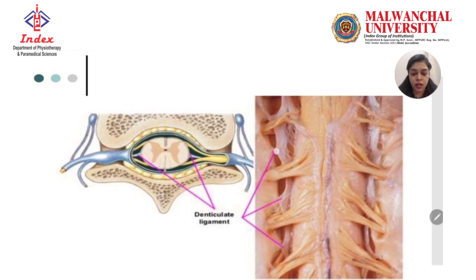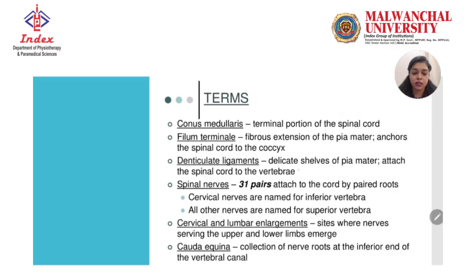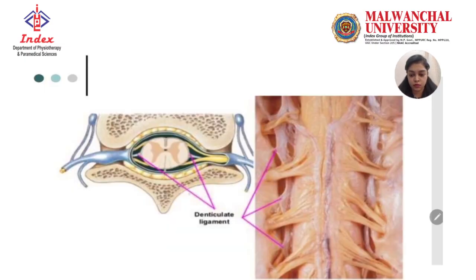So these are the denticulate ligaments that are the delicate sheets of pia mater. So this here is the denticulate ligament.